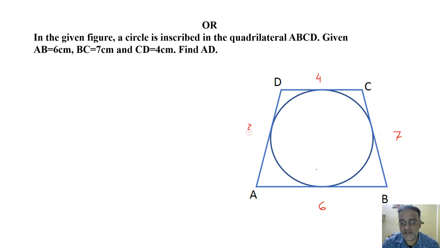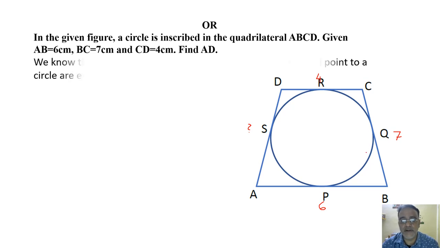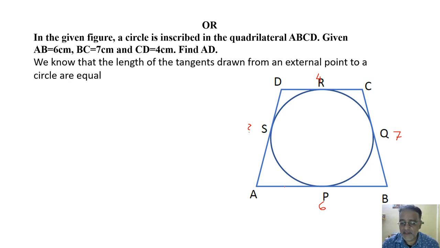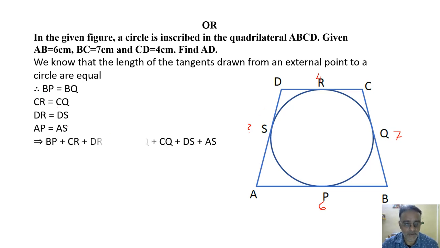Yaad hoga hum log ek question kiye the, AB plus CD is equals to BC plus AD. So, wohi wala part hum log yahan pe repeat karenge, right? So, we'll take points P, Q, R, S. Now, we know that the length of the tangents drawn from an external point are equal. So, AP is equals to AS, BP is equals to BQ, CQ is equals to CR and DR is equals to DS. Chalo. Abhi ye pura hum log add kar lenge dono.